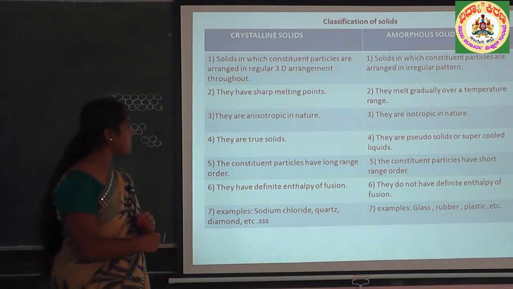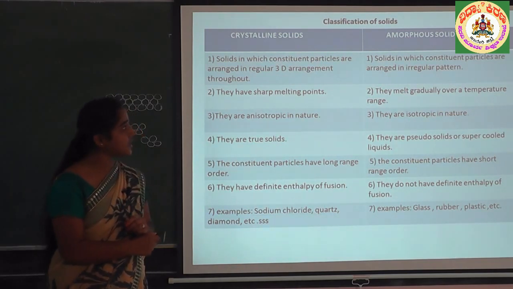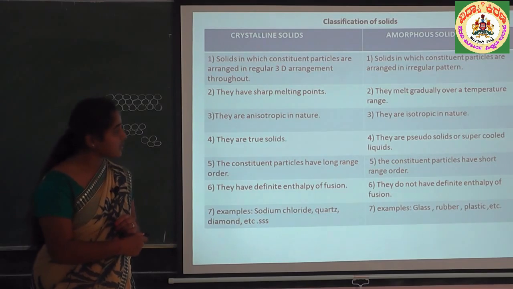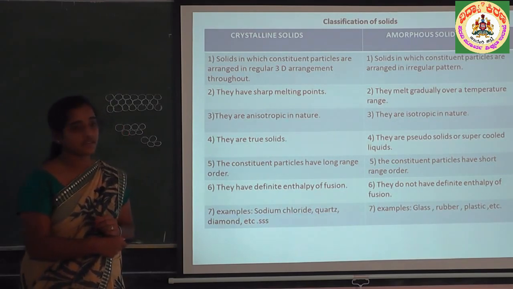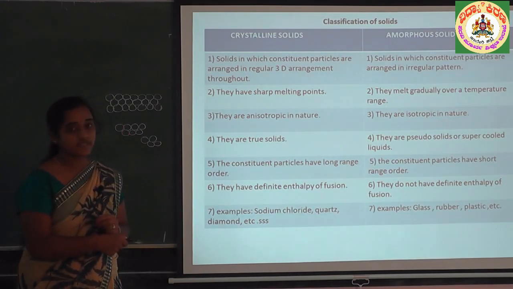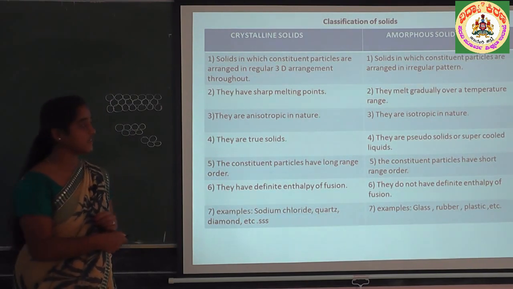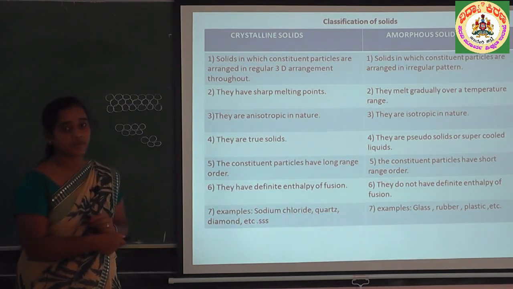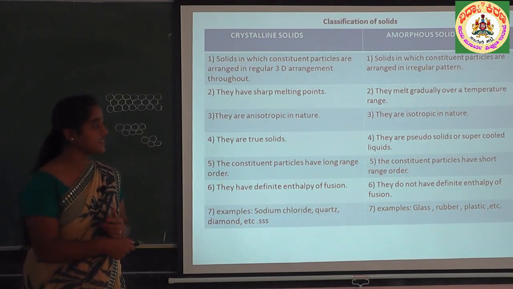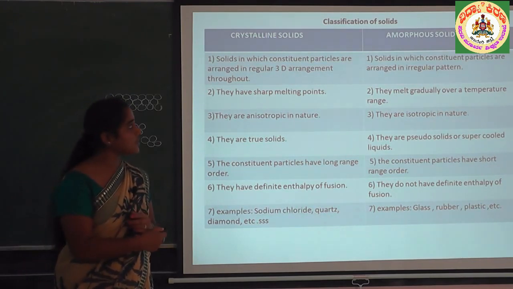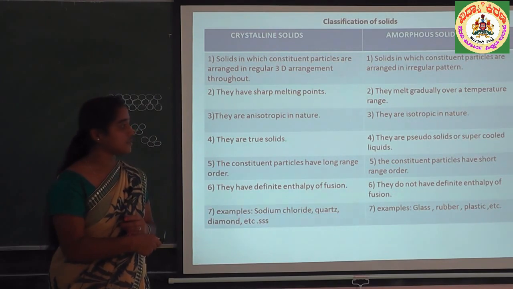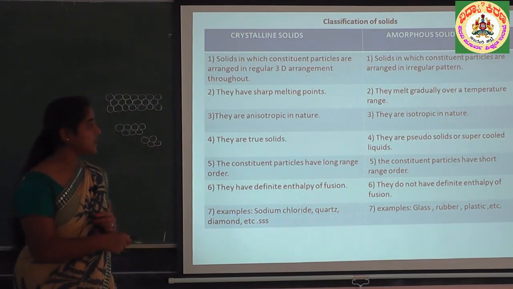Crystalline solids are called true solids, whereas amorphous solids are called pseudo solids. Why do we call them pseudo solids, or sometimes super cooled liquids? Because they have a property to flow like liquids. That's why we call amorphous solids pseudo solids or super cooled liquids.